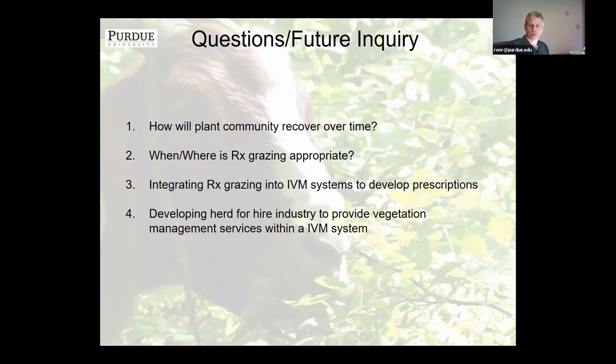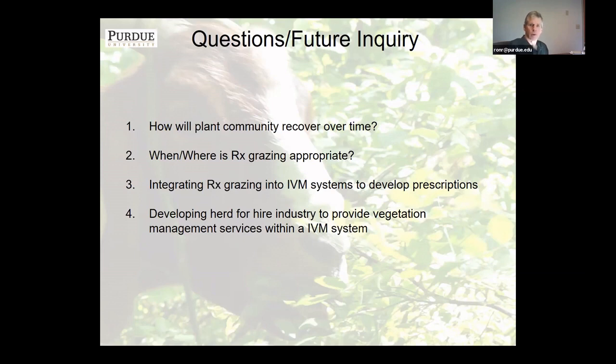Questions, maybe some future inquiry. How will the plant community recover over time? Well, we're actually collecting data beyond the grazing now that we've finished the follow-up control. We're going to look at how the plant community recovers over time. So we're continuing to monitor those vegetation sample plots.